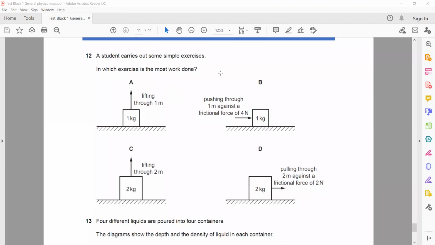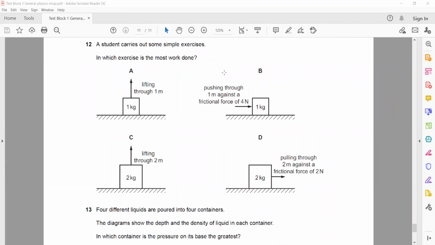A student carries out some simple exercises; in which is most work done? Here, work done is equal to force multiplied by distance. Whenever you are lifting an object, the force is equal to the weight of the object. So the weight is 10 and the distance you move is 1. So 10 multiplied by 1 is 10 joules. Here you're dragging an object, so the force which opposes the motion is the friction force. So it is 4 multiplied by the distance you move, 1. So 4 multiplied by 1 is equal to 4 joules.